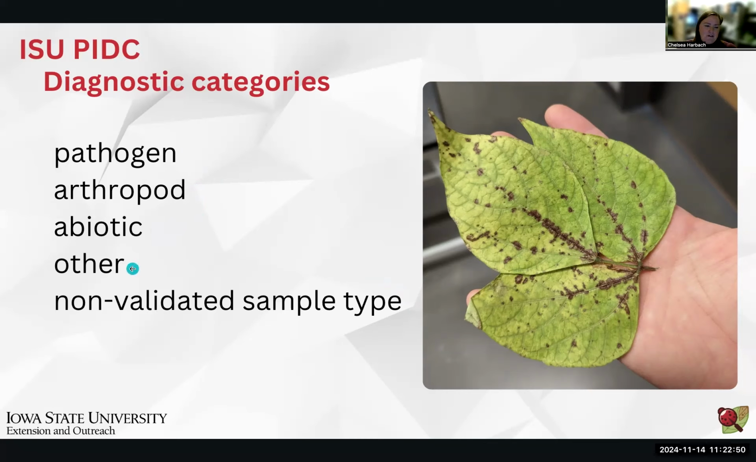Other is kind of a catch-all category that we seldom use because it doesn't really make sense to us. And then we added this year the category non-validated sample type. This is for the samples that we get that are not appropriate for the diagnostics we're doing, but the client still would like us to check for plant diseases or insect pests.